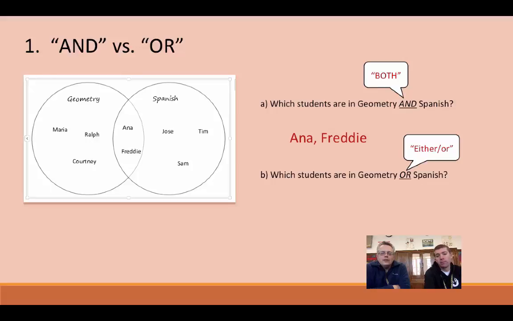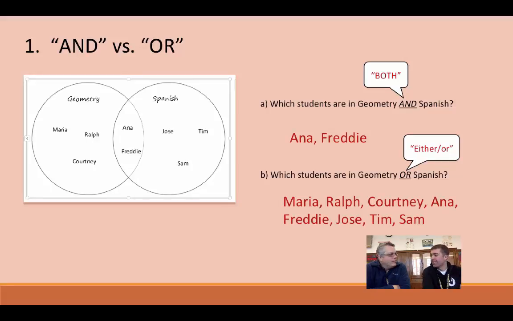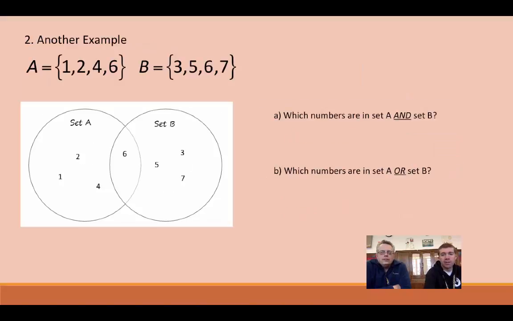Well, that would be almost all of them. All of them. When we list the names, we don't put Anna and Freddie twice. You don't count twice. So everyone in this diagram, not in all diagrams, but in this diagram, is in at least one of the classes. So and means both, or means in at least one. Okay, let's try another one.